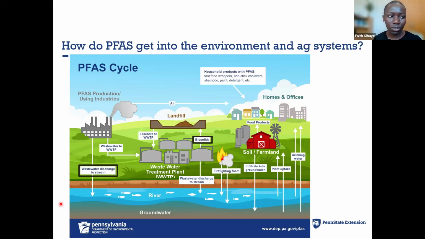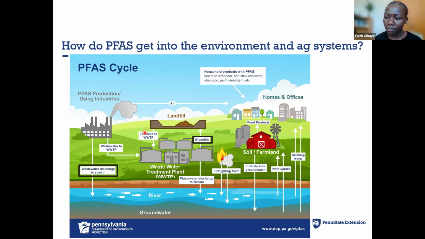They can get into the environment throughout the process when they're being manufactured, when we're using these products, or when we're tired of using them, or they've reached their shelf life and we dispose of them. During all that process, they can be introduced into the environment. In this slide, we are showing some of these common pathways, and examples are wastewater discharges, where insufficient treatment of wastewater can result in PFAS exposure to receiving aquatic systems, or in some cases, it's biosolids.